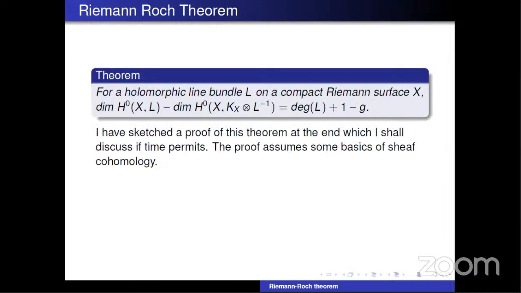Okay. So now I have sketched a proof of this theorem at the end, which I shall discuss if time permits. The proof assumes some basics of sheaf cohomology. I was told by the organizer not to spend too much time on proofs, so I'll postpone the proof to the end and discuss it in as much detail as I can, depending on how much time is left.